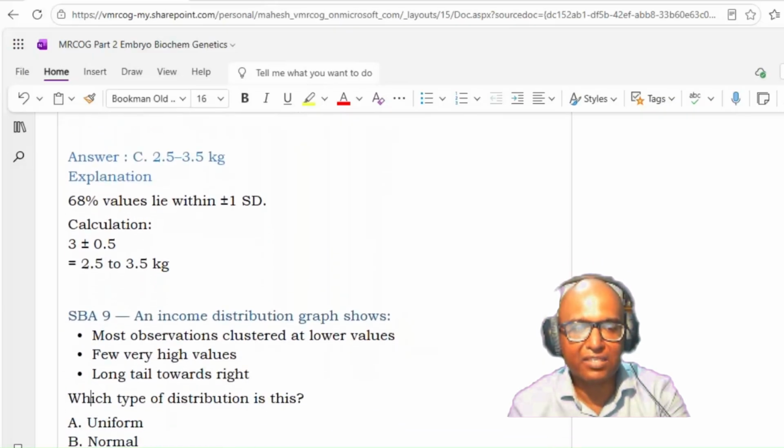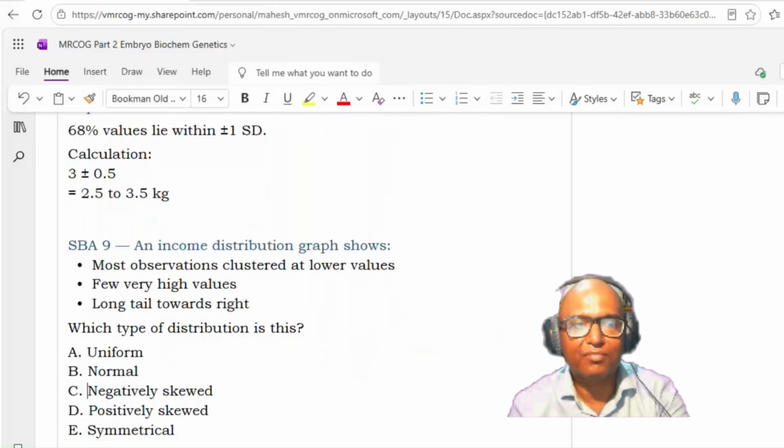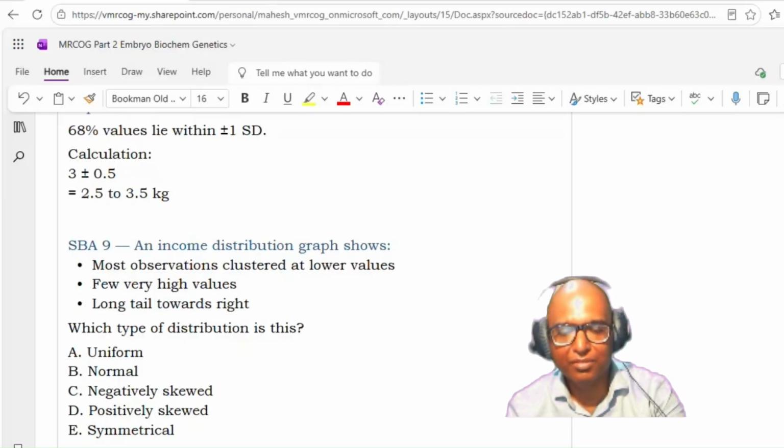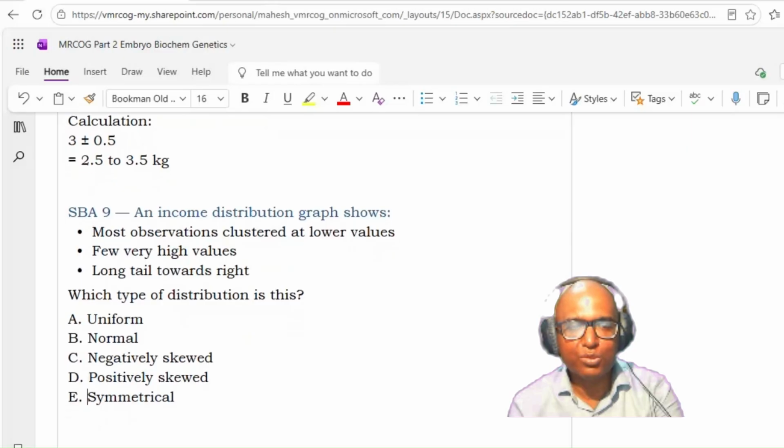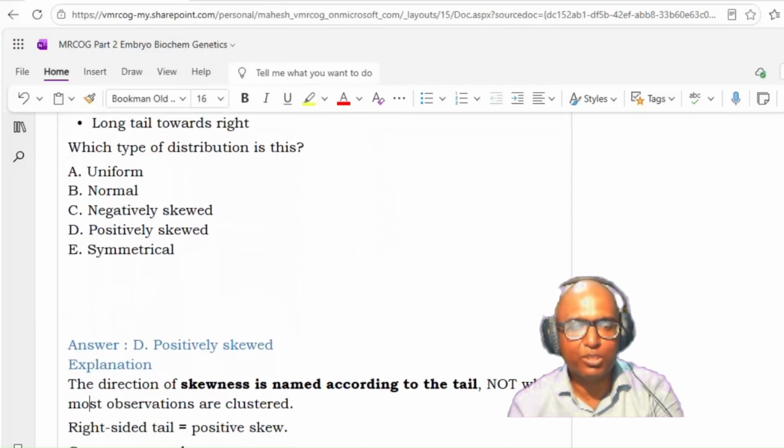Next. An income distribution graph shows most observations clustered at lower values, very few high values, and a long tail towards the right. What type of distribution is this? Uniform, normal, negatively skewed, positively skewed. Sir, option D, positively skewed. Why positively skewed? Because the long tail is towards the right. So it is positively skewed.